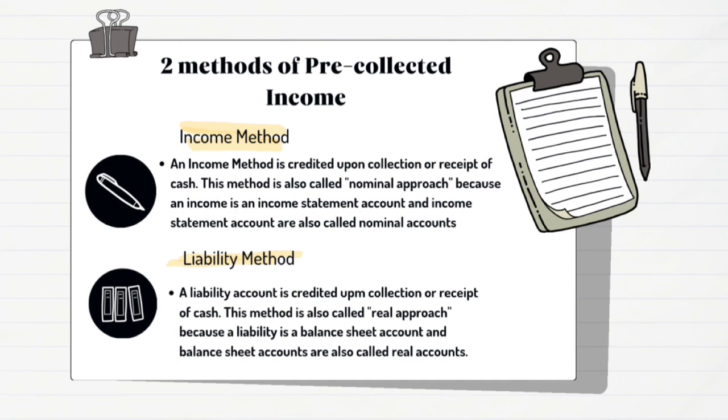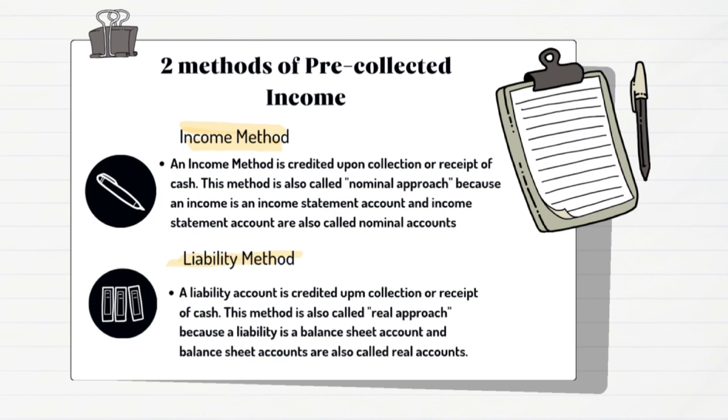So, the income method is credited upon collection or receipt of cash. This method is called the nominal approach because an income is an income statement account, and income statement accounts are also called nominal accounts. So, ang nominal accounts kay it's an account that you close at the end of each accounting period. So, ang tawagan niya is ang temporary account.